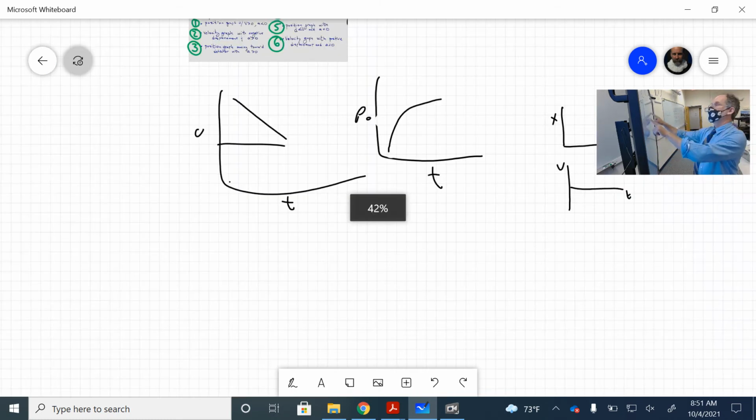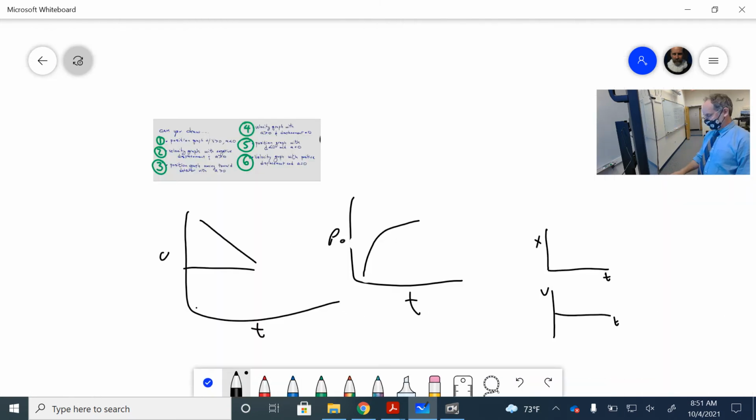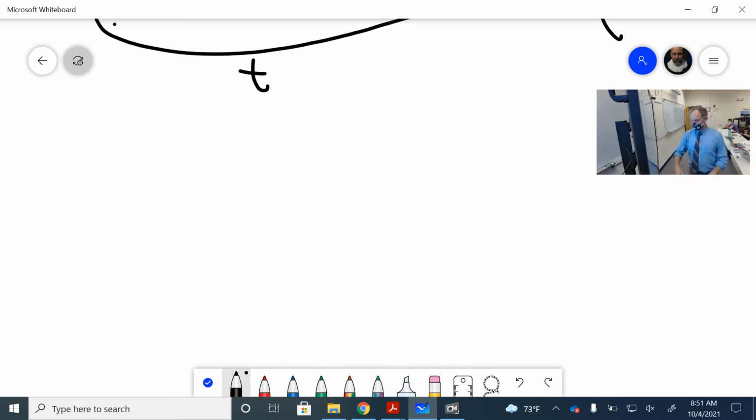Number 2. Andy, come on down. Come on, Dave. Go up. Number 2, what do we have? You draw a velocity graph. There's negative displacement, positive acceleration.